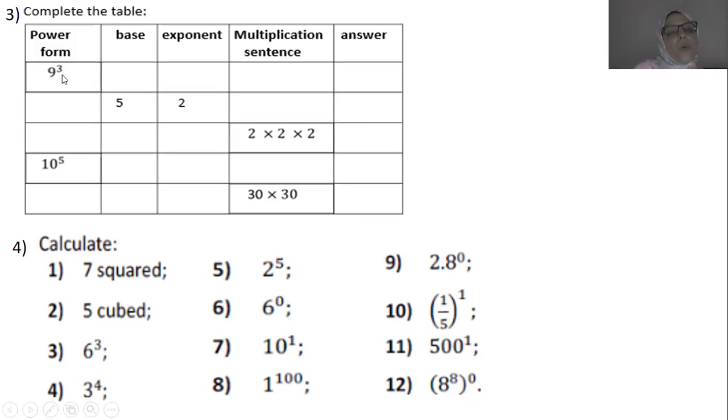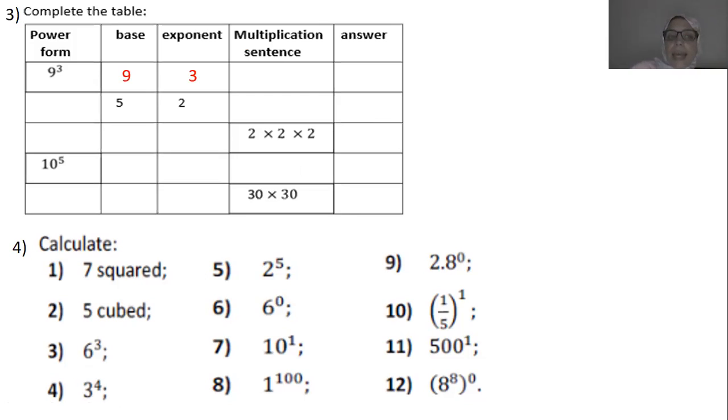So 9 cubed, who's the base? The base is the number down. So the base is 9, yes. Who's the exponent? The exponent is the number above the base, which is to the right, and the exponent is 3. Let us write 9 cubed as a multiplication sentence.